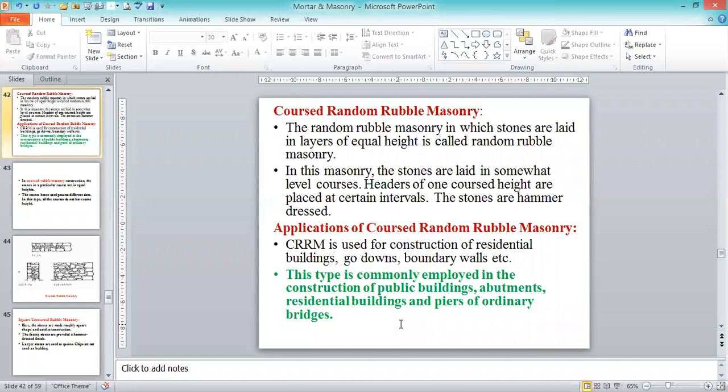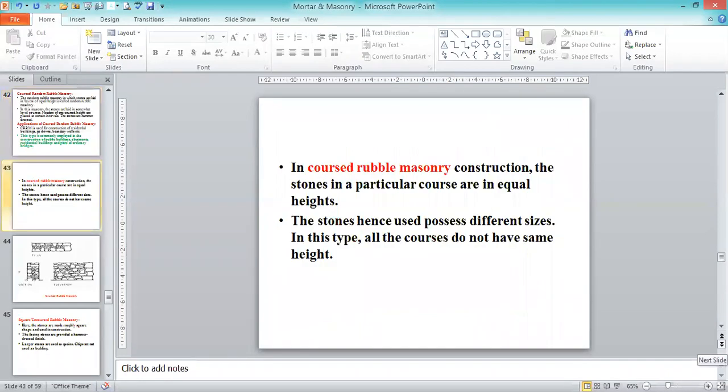The piers and abutments are component parts of a bridge structure, and in addition, public buildings also use this type of masonry, coursed random rubble masonry. In coursed random rubble masonry construction, the stones in a particular course are of equal height. The stones used possess different sizes. In this type, all the courses do not have the same height. Sometimes it is not the same height, but we provide an average height and complete the masonry work.